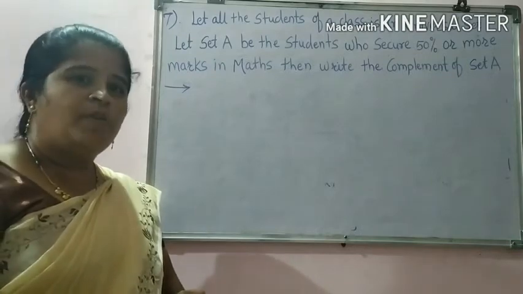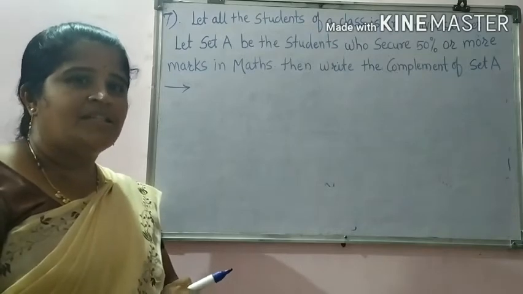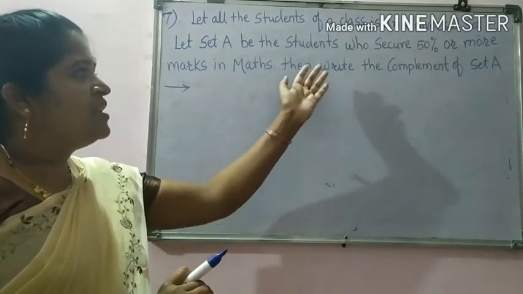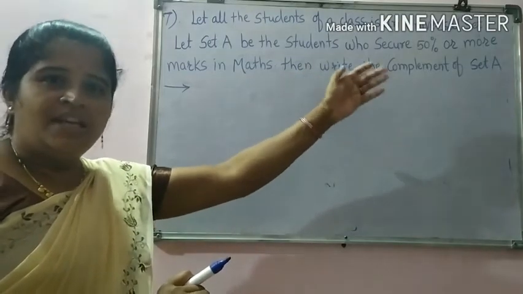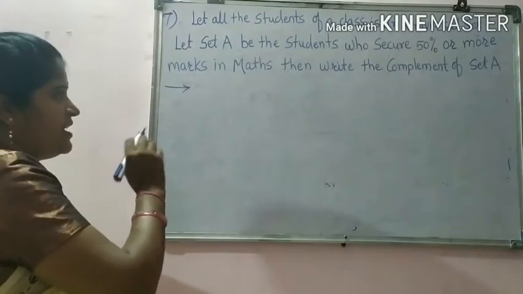Those are the students who secure less than 50% marks. So how will you write answer of this?